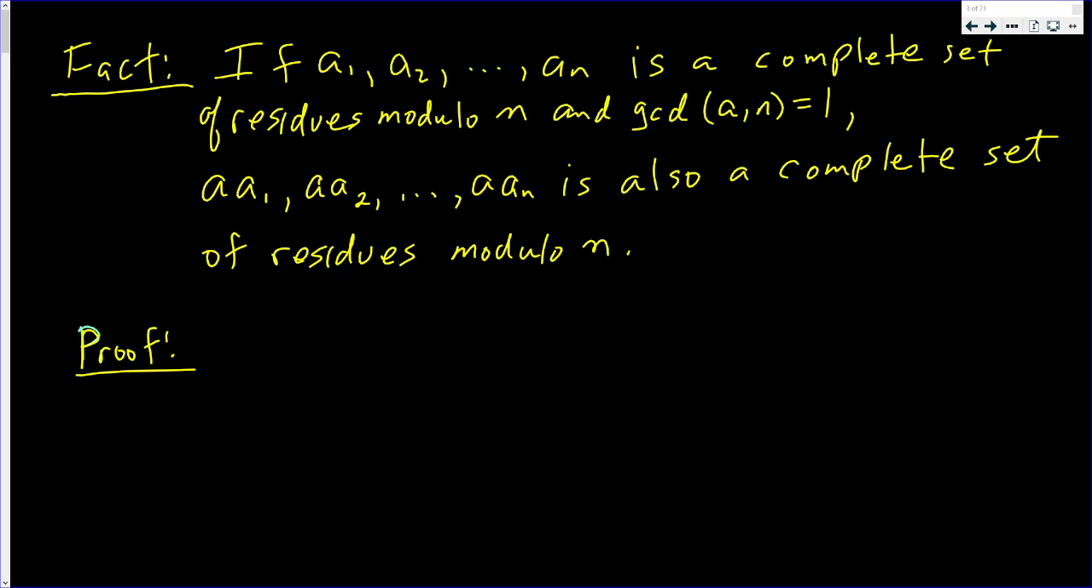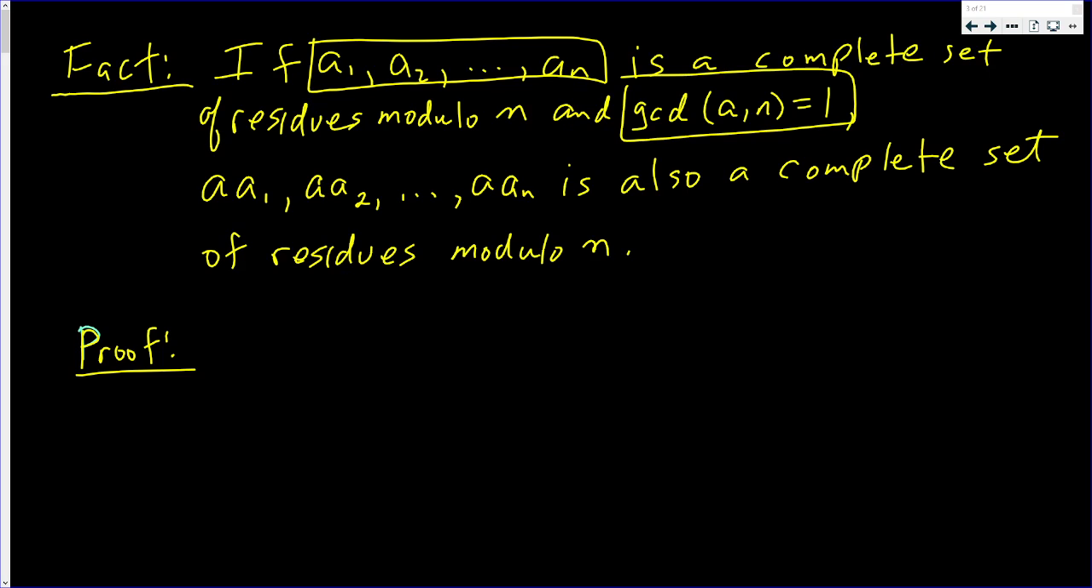So they are telling you that these n numbers, a1, a2 up to a sub n, is a complete set of residues modulo n. And we have that the GCD of a and n is 1. Okay, so what can you tell me about a1, a2? So let me say consider a times a1, a times a2, all the way up to a times a sub n.